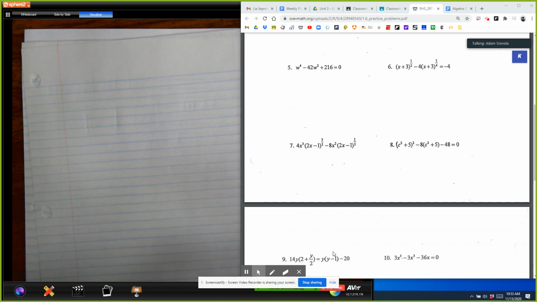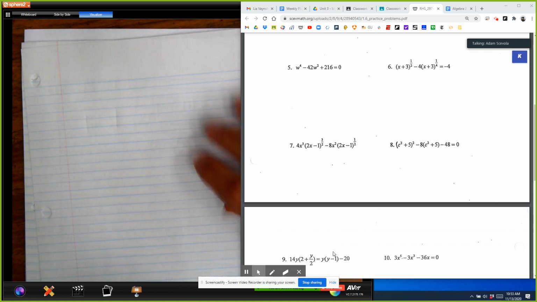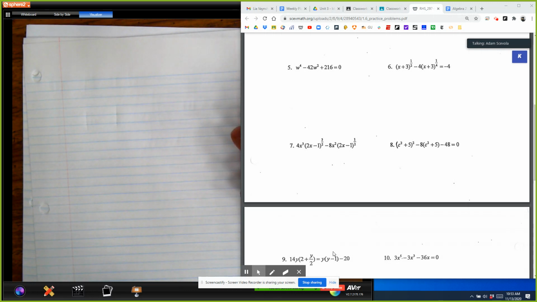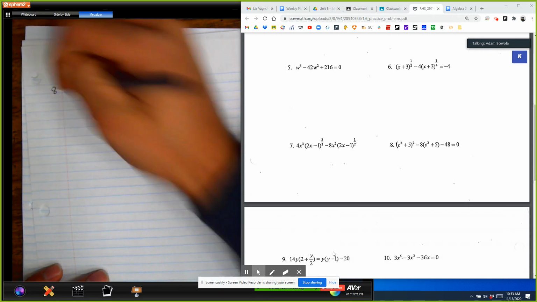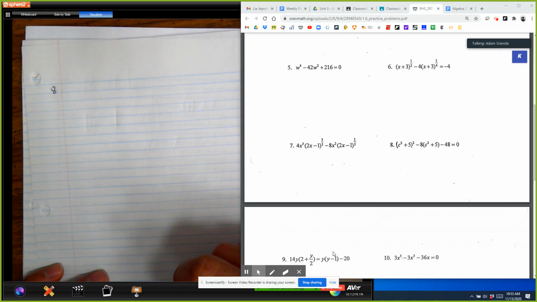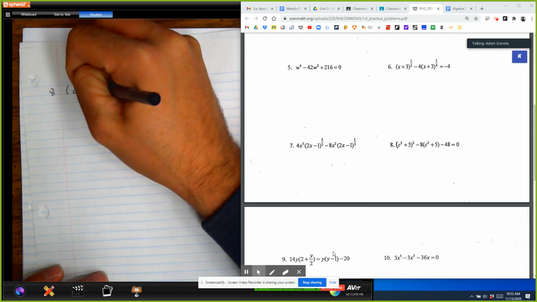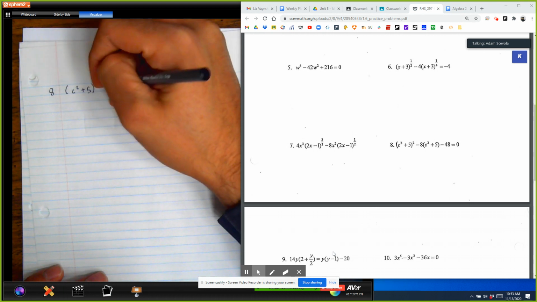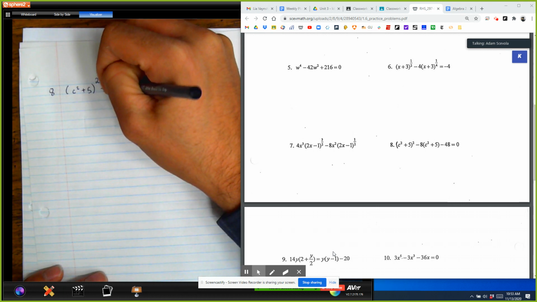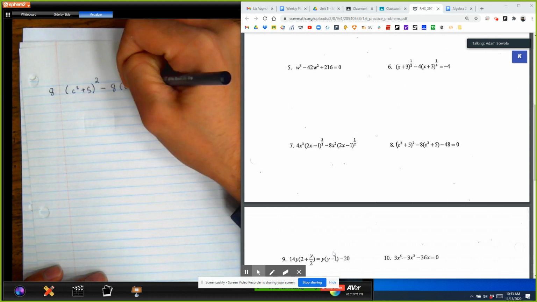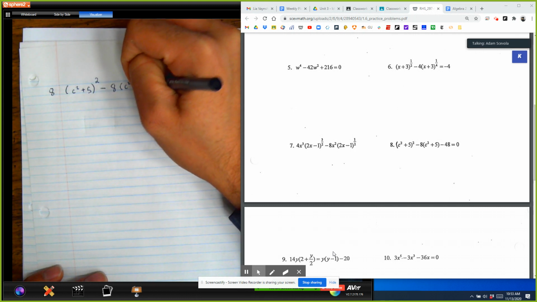These are the 1.6 solving other types of equations practice problems, number 8. So in number 8, we have what looks like a polynomial of the quadratic type. We've got (c squared plus 5) quantity squared minus 8 times (c squared plus 5) minus 48 equals 0.